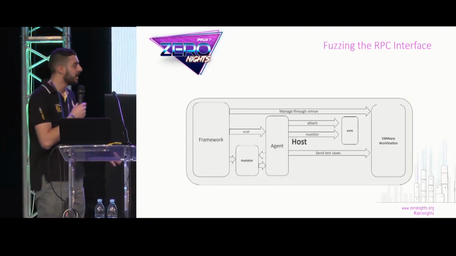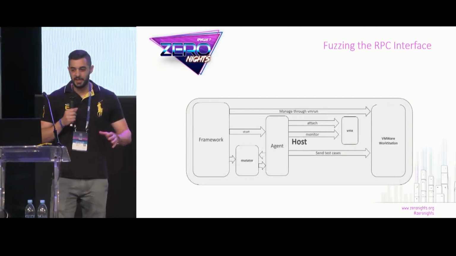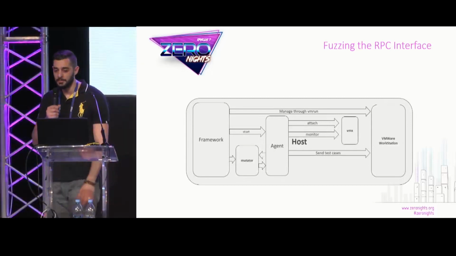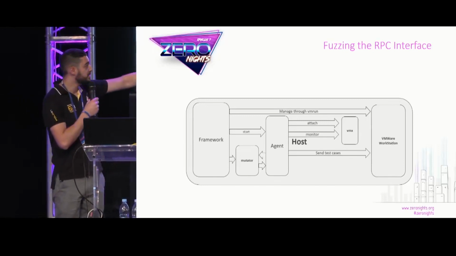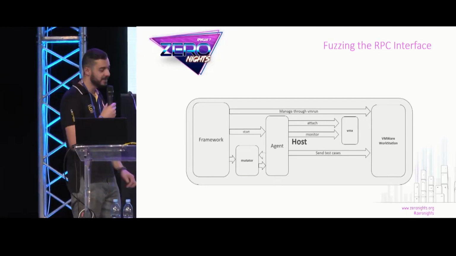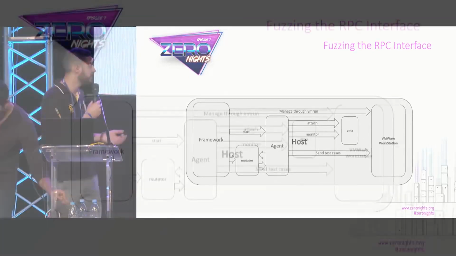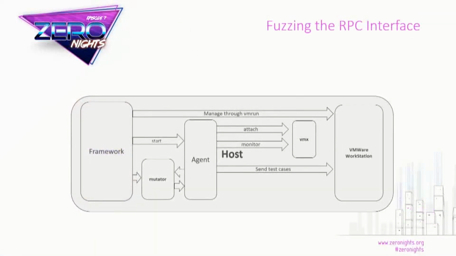So this is how I started with the whole architecture. I have my framework running on the host, and I have VMware VMX spun up, which is VMware Workstation. My framework spins up an agent which has a mutator that feeds the agent. The agent attaches to VMware VMX, and test cases get sent to the guest OS. As for managing VMs, if you have 10 VMs and you want to fuzz all of them, you can manage them through vmrun, which is a tool that ships with VMware Workstation.